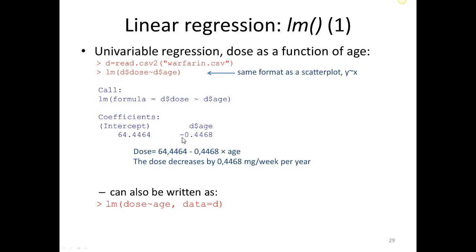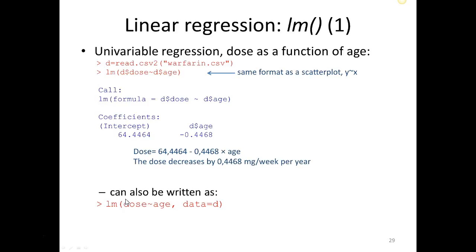And it's minus 0.4468. So the dose a patient has would be 64.444 minus this value times the age in years. So we can conclude that the dose decreases by 0.4468 milligrams per week per year.